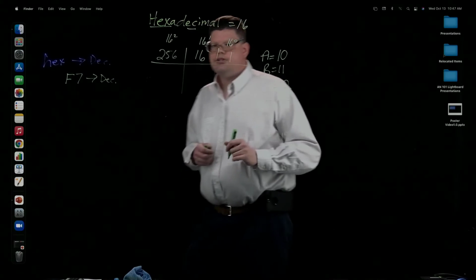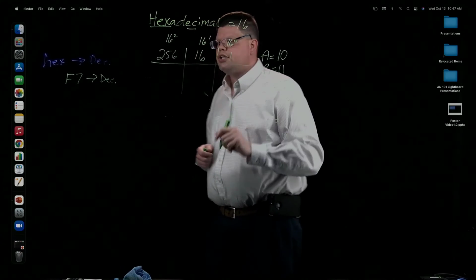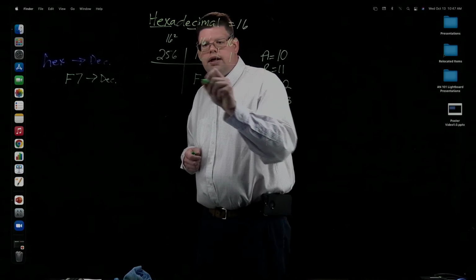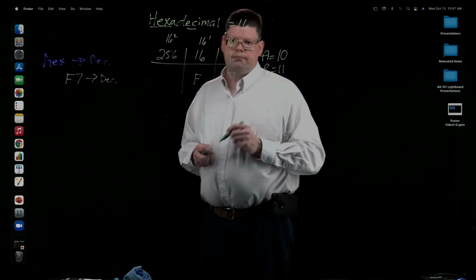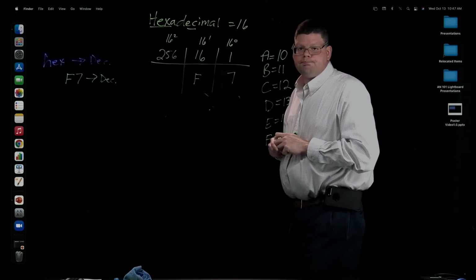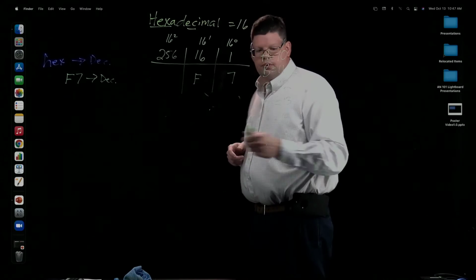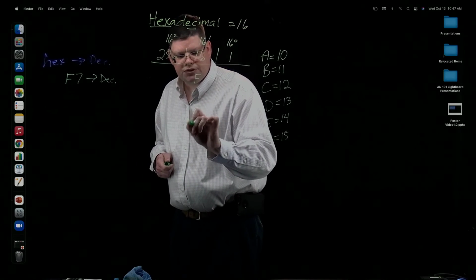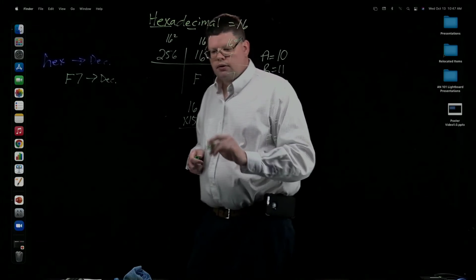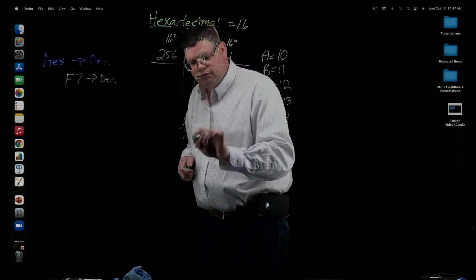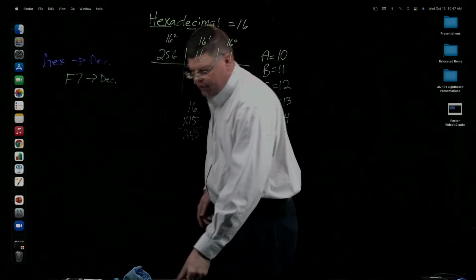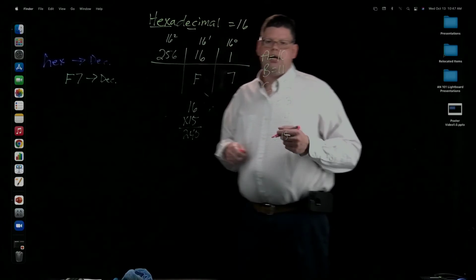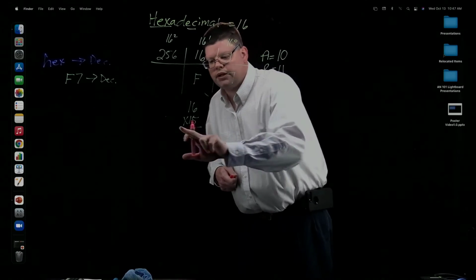So super easy. All you have to do is plug this into the chart. You're going to put the F here. You're going to put the 7 there. Okay? So F is worth 15. So that's 16 times 15. And that's going to be 240. 240.